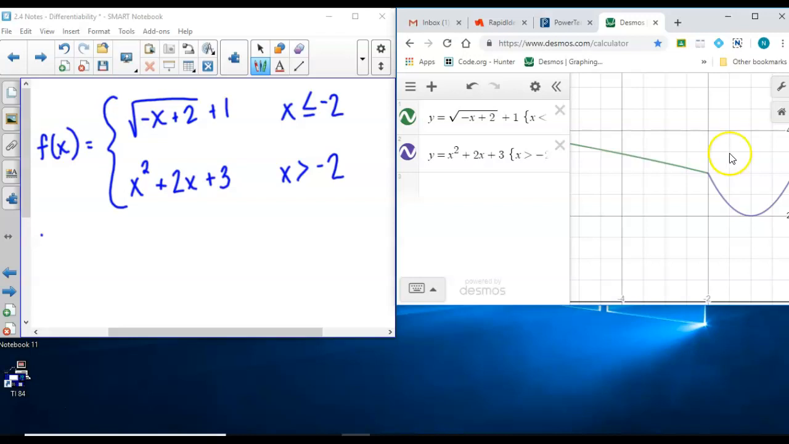Don't you break Wendy's calculator, but here, this is not differentiable because you have a sharp turn. So you'll have some that you just have to look at, like that.